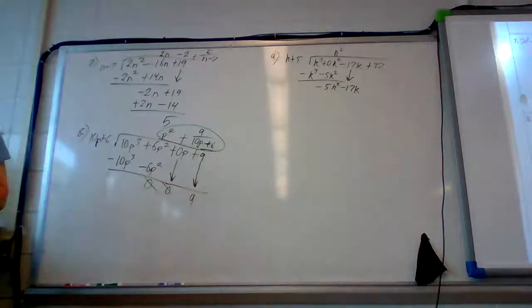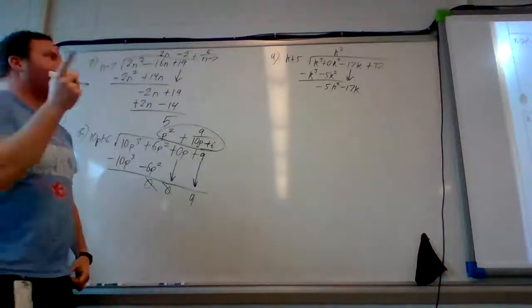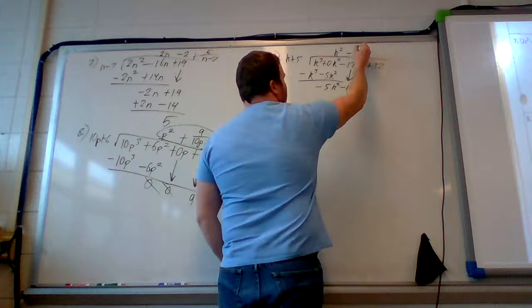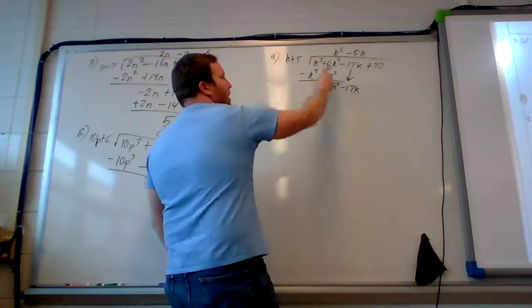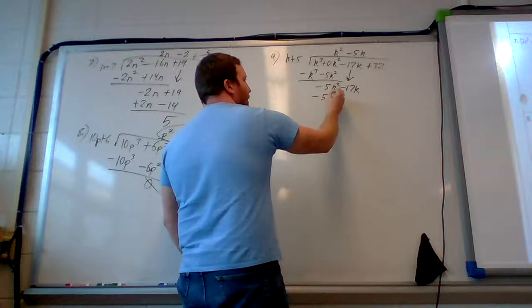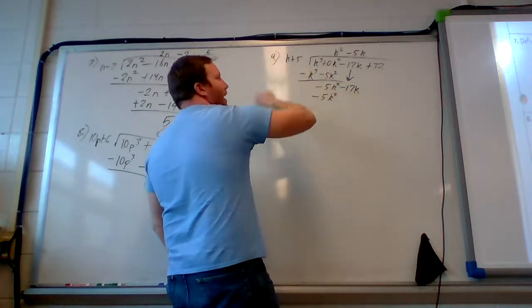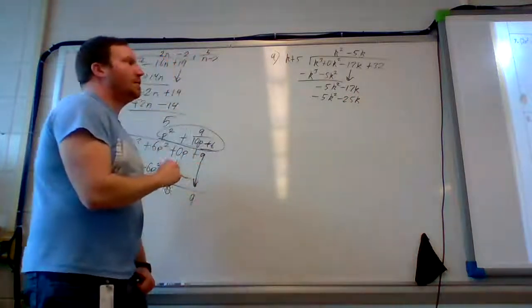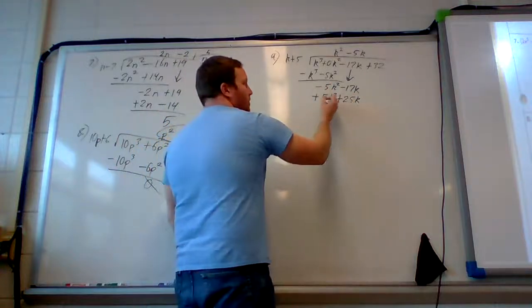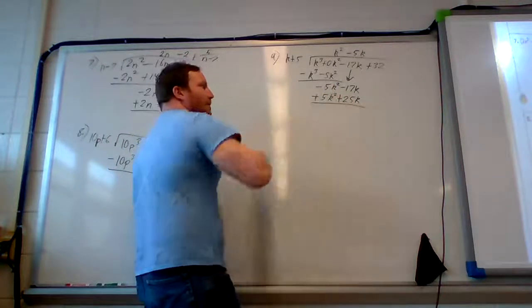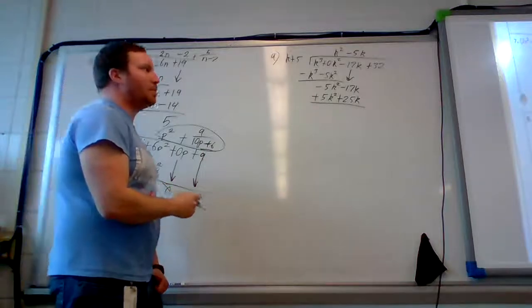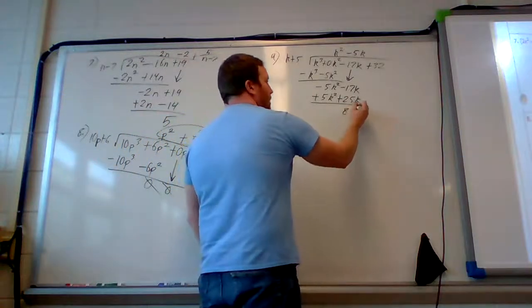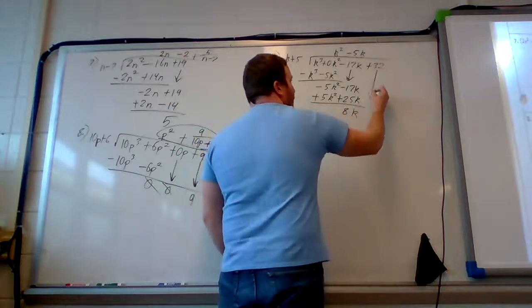So then we want to bring down our negative 17k. What times k gets us that negative 5k squared? Negative 5k. So negative 5k times k gets us negative 5k squared. Negative 5k times 5 gets us negative 25k. Change your signs. Of course, the k squareds cancel out. We have negative 17k plus 25k. Gives us an 8k. And bring down our 32.